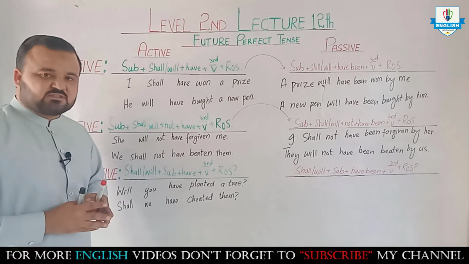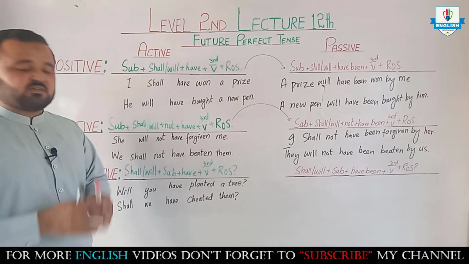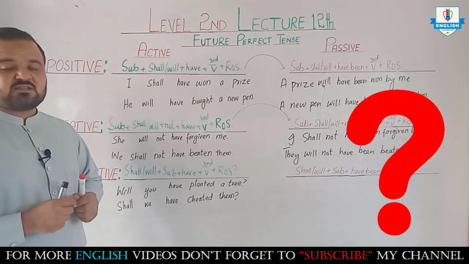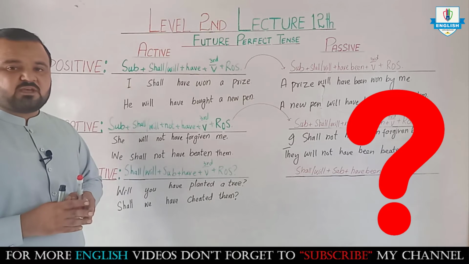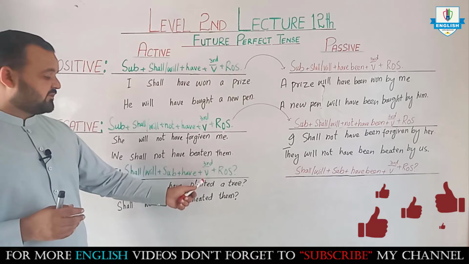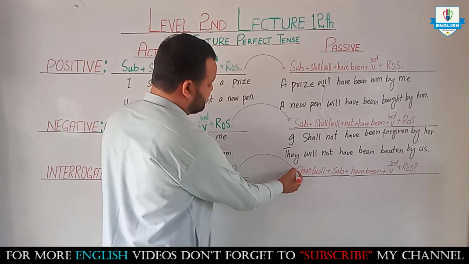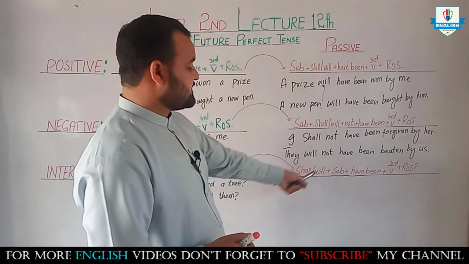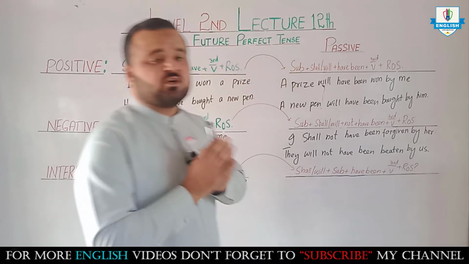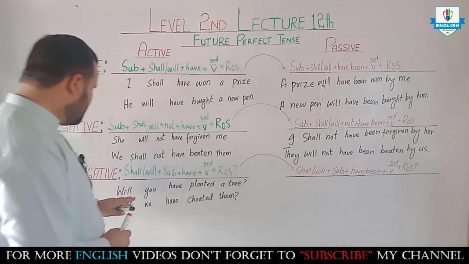Now coming to our interrogative sentences. Interrogative are those sentences in which there must be a question and a question mark at the end of the sentence, and it almost starts with a helping verb. Shall, will plus subject plus have plus verb third form, rest of the sentence. This active structure will change to the passive structure: shall, will, subject plus have been plus verb third form, rest of the sentence, and at the end there should be a question mark. Look at the sentences.